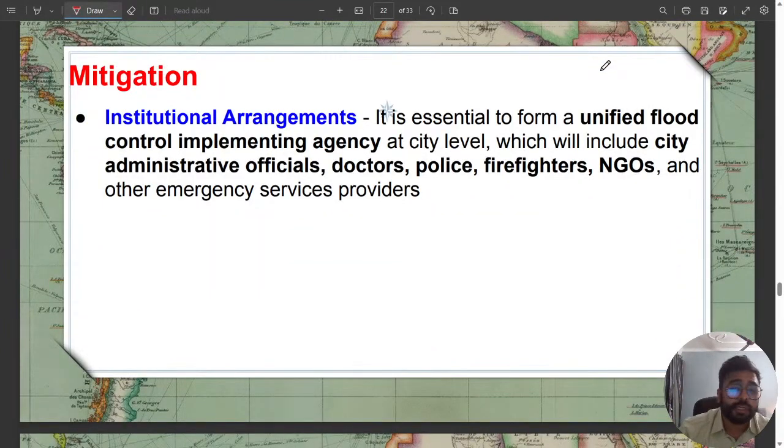Then institutional arrangements, like how the government can work. The government can work in the form of developing flood control implementing agencies. We can increase coordination among different departments, administrative officials, doctors, police, firefighters, NGOs. All these different departments should work in a collaborative manner so that we can have better flood mitigation.